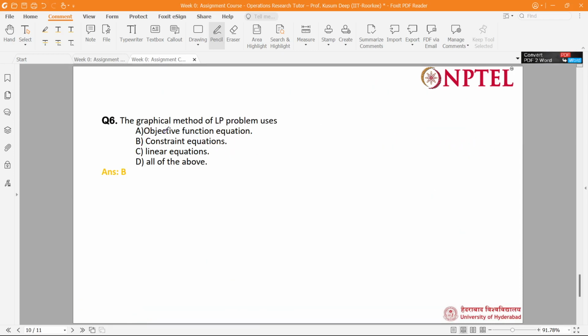And here is another question: the graphical method of linear programming problem uses, options are objective function equation, constraint equations, linear equations, or all the above. Previously you saw that we just change the constraints into equations. So you can say constraint equations only, not the objective equation or linear equations.